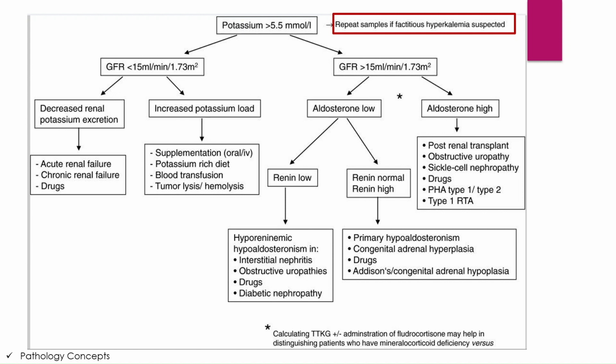If aldosterone is low, then check the renin level. If renin is low, then the causes are interstitial nephritis, obstructive uropathies, drugs, and diabetic nephropathy. If renin level is normal or high, then the causes are primary hypoaldosteronism, congenital adrenal hyperplasia, drugs, Addison's disease, or congenital adrenal hypoplasia. If aldosterone level is high, then the causes are post-renal transplant, obstructive uropathy, sickle cell nephropathy, drugs, PHA type 1, type 2, and type 1 RTA.